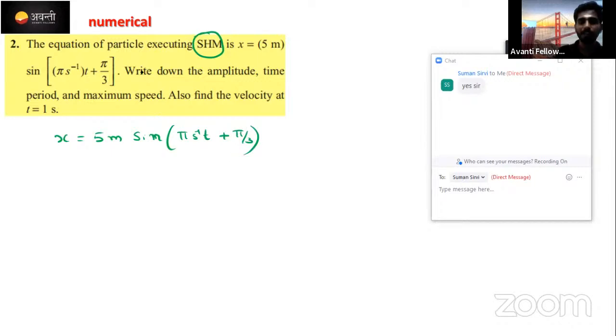Correct now? They're asking to write down the amplitude. What do we need to write out first? We need to find the amplitude. How much is it?